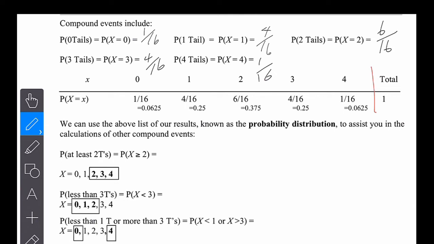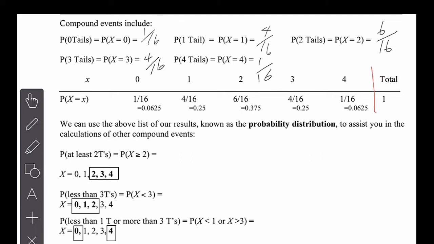Now, like the standard normal table that we were using to calculate probabilities of certain outcomes if the variable was normal, I'm going to use this table in a similar way, but for this variable that is discrete. I can create compound events. So the heading of this discussion was compound events. So here's a compound event.